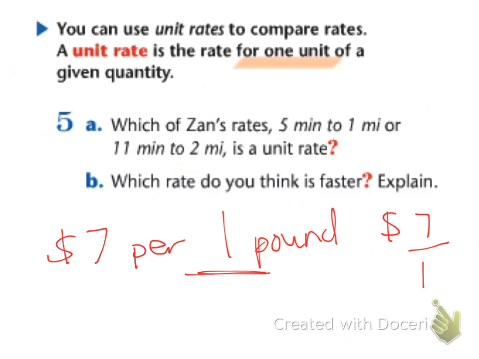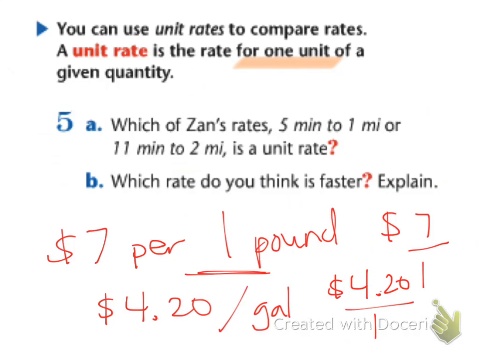If you're getting gas at the gas station, outside of a Holiday gas station, it might say gas is going to be $4.20 per gallon. That's a unit rate because you're comparing it, it's out of one, so it's per one. And the easiest way that I think about it, a unit rate will always have the 1 in the denominator. That's where it always, always, always will be.